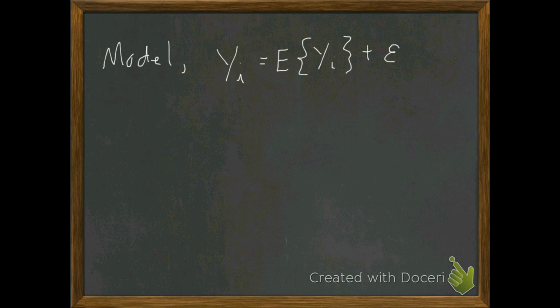Now, guys, our model is in the form of y sub i equals the expected value for y sub i plus our errors for each term. Guys, that should be an i. So we can get an expected value matrix, which is actually going to be a column vector.